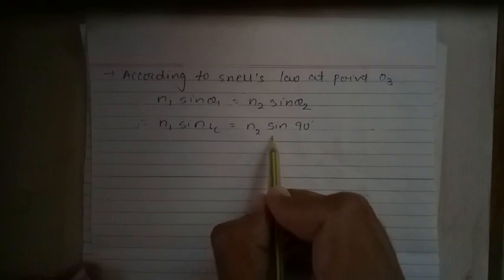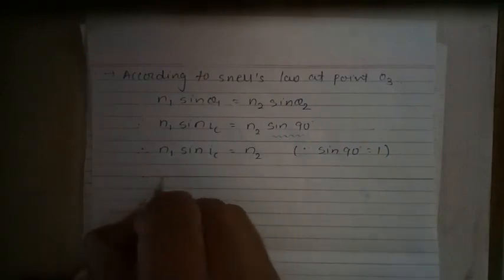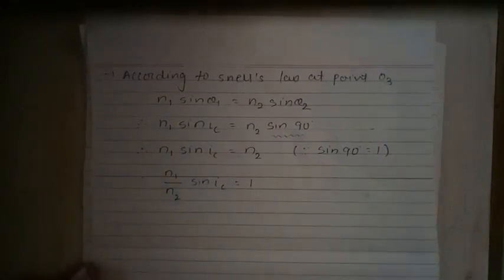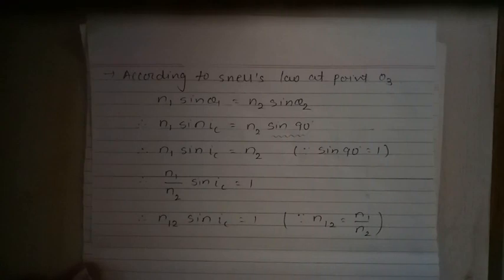Now we know the value of sin 90. Sin 90 is equal to 1. So we can write that n1 sin IC is equal to n2, because sin 90 is equal to 1. Now we take n2 to the left hand side, so n1 upon n2 into sin IC is equal to 1. We know that n1 upon n2 is equal to n12. So n12 sin IC is equal to 1.